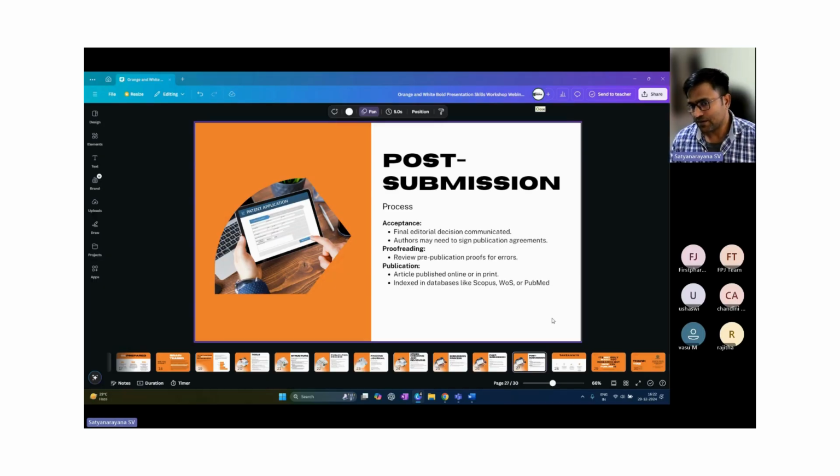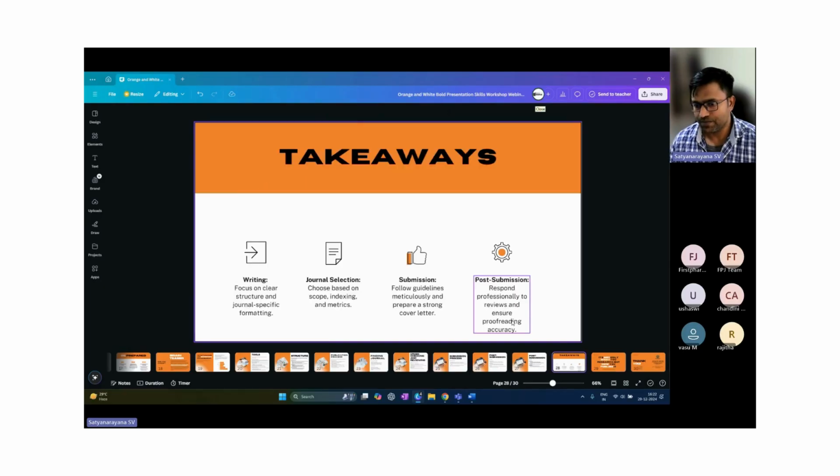And once it is accepted, you will get proofreading. In proofreading, you need to check everything, the author name and all. If you don't change anything, it will be permanently online. So whatever mistakes you have made, you need to rectify within the proofreading time only. Once proofreading is complete, your paper will be online.